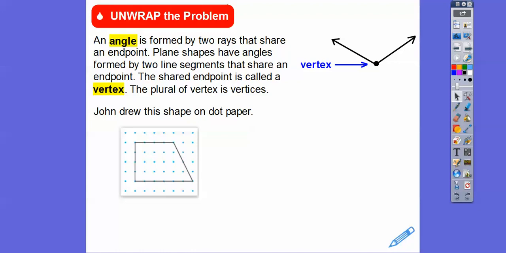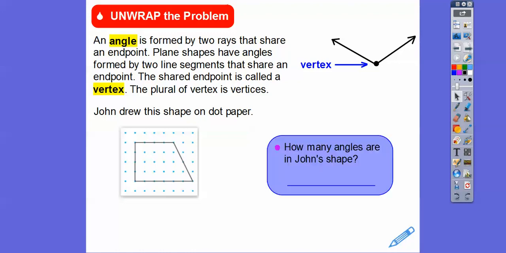So here we go. John drew this shape on dot paper. How many angles are in John's shape? Well, let's just go count them. Here's an angle right here. Pretend that's a ray that goes on forever. Wherever the endpoints meet, that is an angle. Here's another angle, from here to here. Here's another one down here, with the common vertex. The common endpoint goes up here, over here, and then here's another angle. So there's four angles and four vertices, but they want to know how many angles. There's four angles.